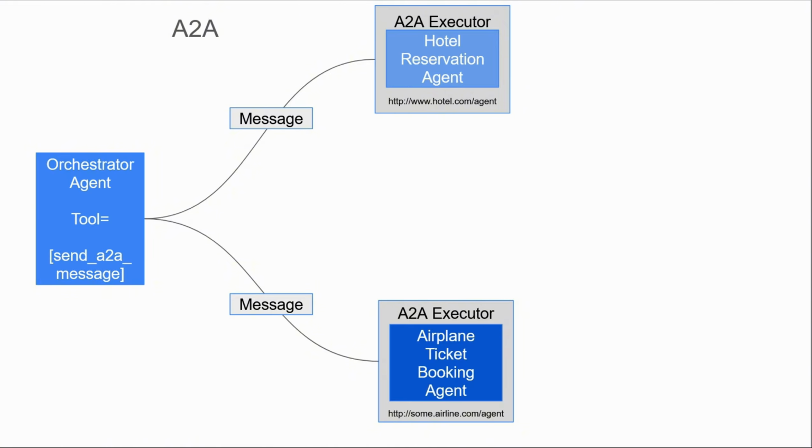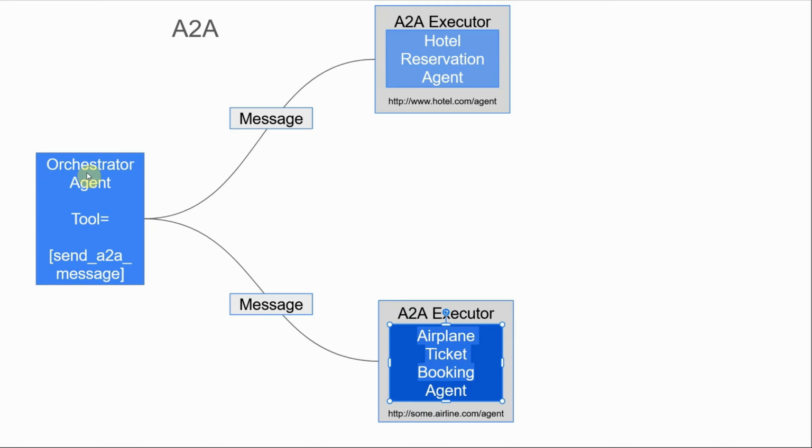So A2A protocol allows agents to exchange messages with each other, and Orchestrator agent, once it has a task, it can decide a right agent to select from the list of the agent it is connected to. Let's assume we have Orchestrator agent, and it is connected to hotel reservation agent and airplane ticket booking agent.